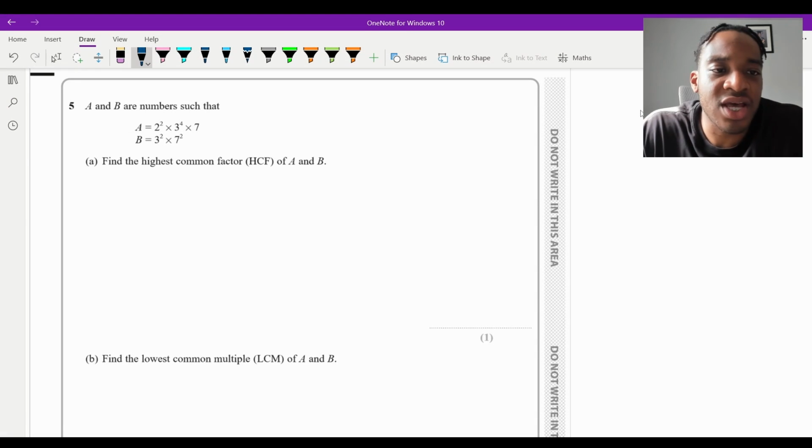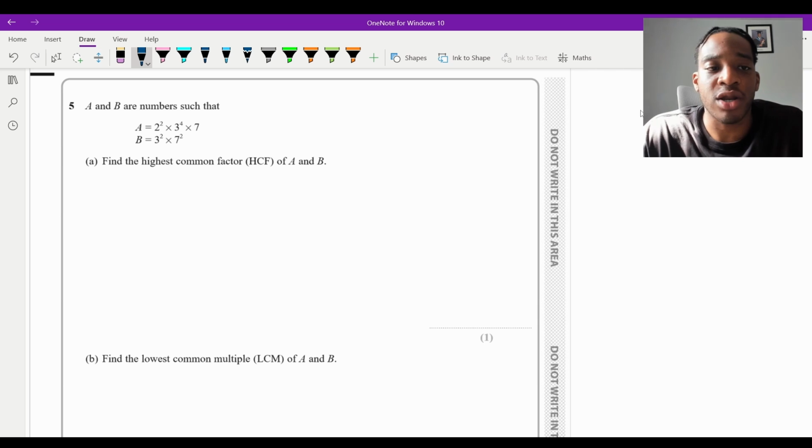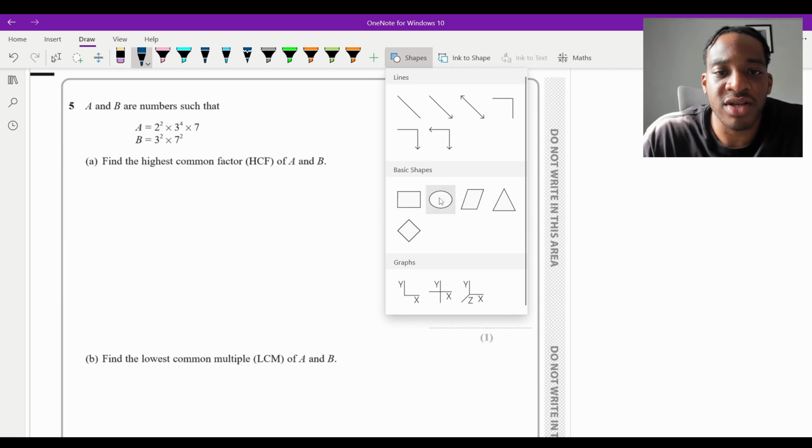Okay, so question 5 says A and B are numbers such that A is equal to 2 to the 2 times 3 to the 4 times 7, and B is equal to 3 squared times 7 squared. And we need to find the highest common factor of A and B. It's only 1 mark. Now, what you want to do is you just want to create a Venn diagram, right? So I'm going to create a Venn diagram.